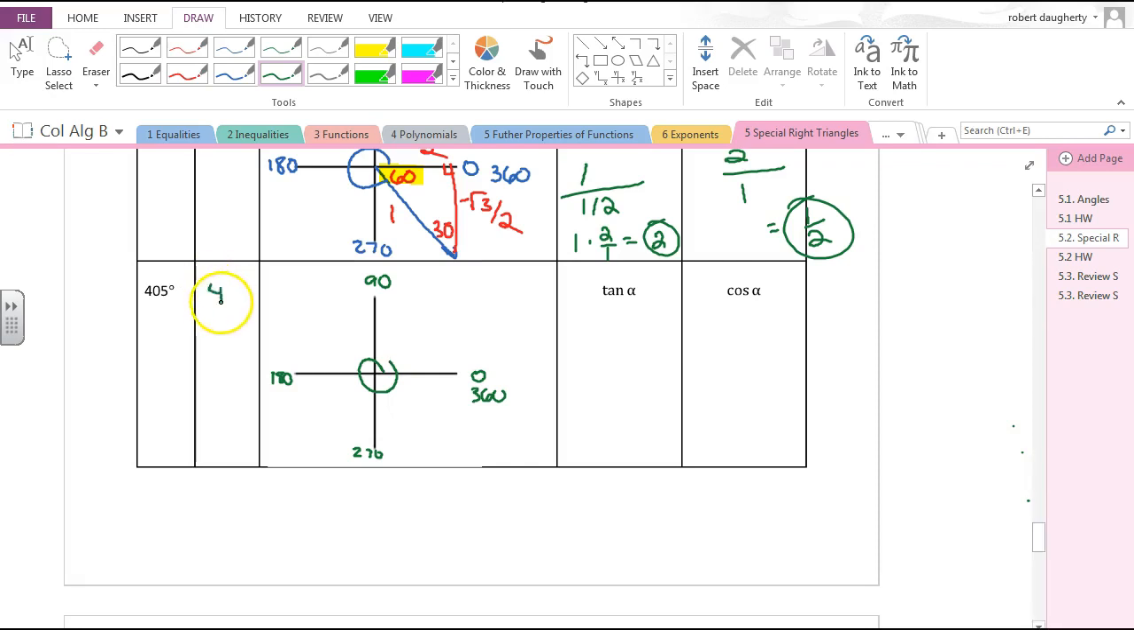45. Your answer to all of these should be one of what three numbers? 30, 45, or 60, okay? So that tells me that this angle right here, the central angle, is going to be 45 degrees. That makes this top angle 45 degrees, okay? What's the value of the hypotenuse? 1.